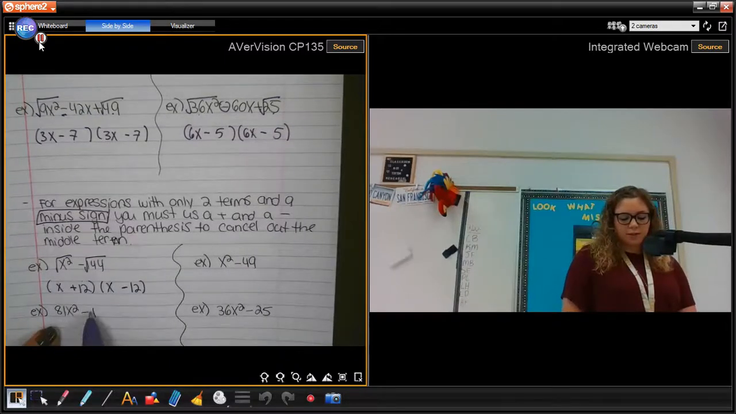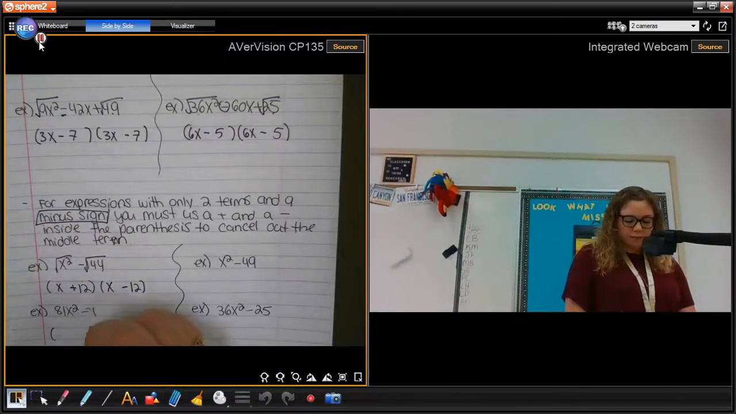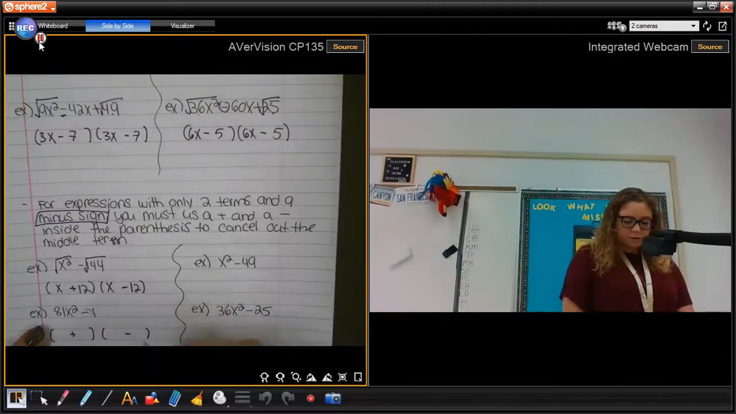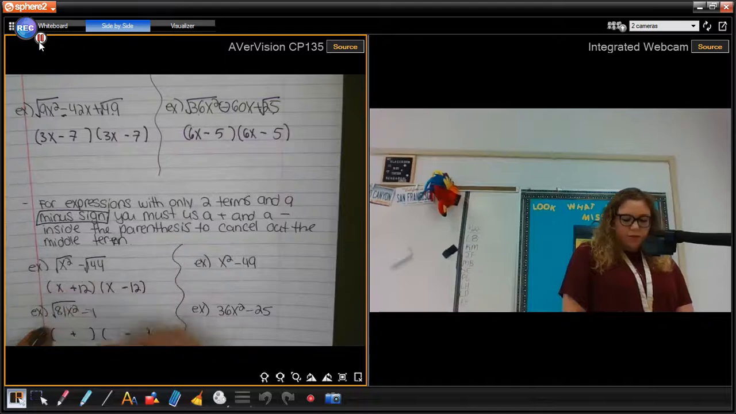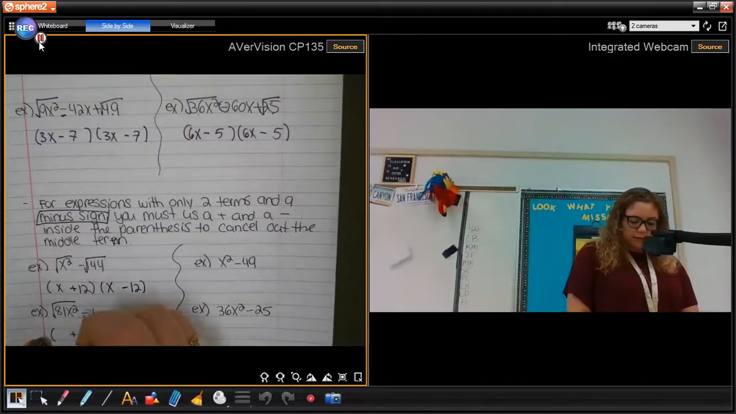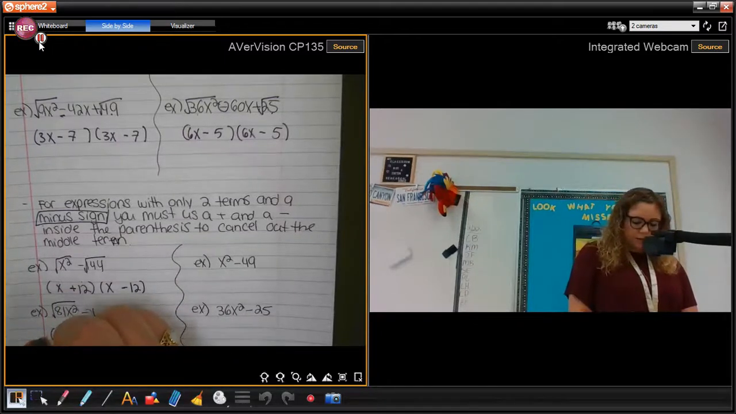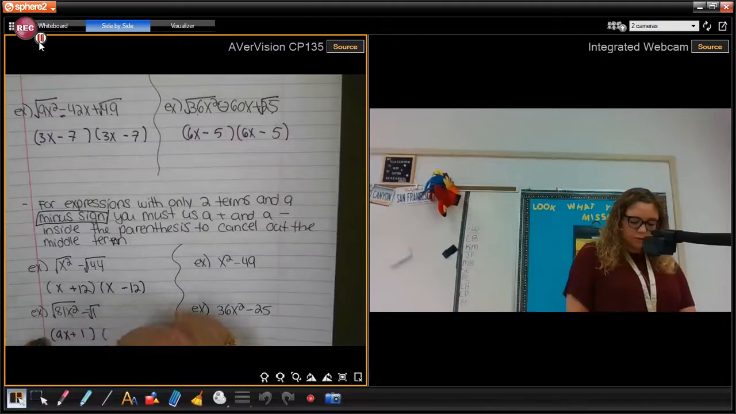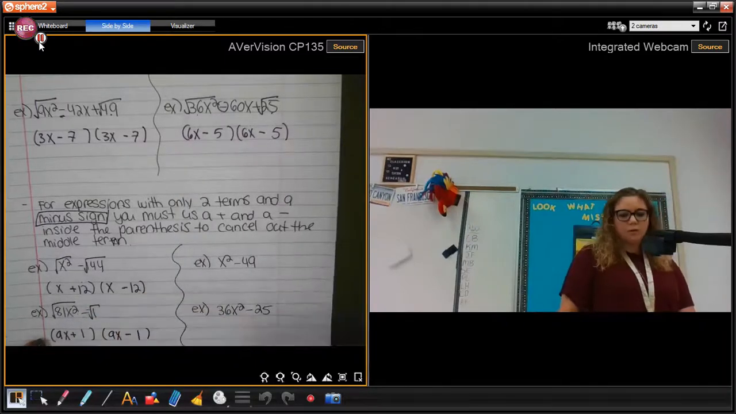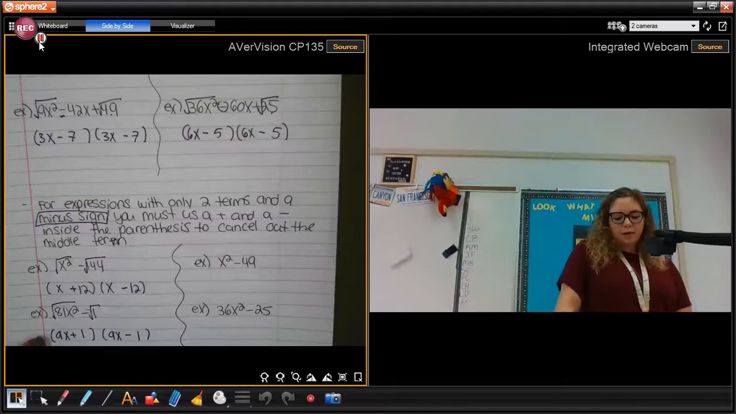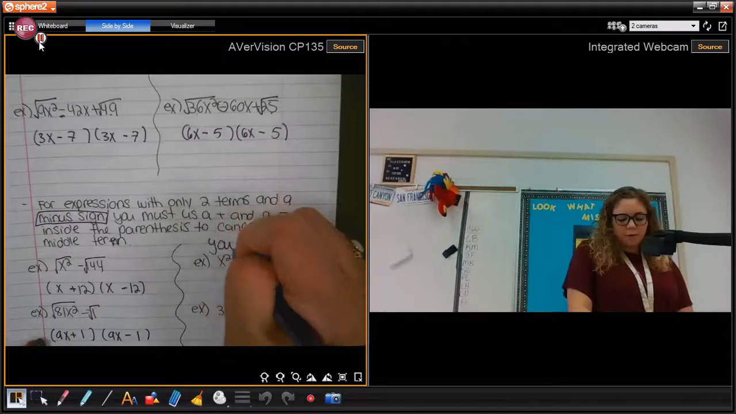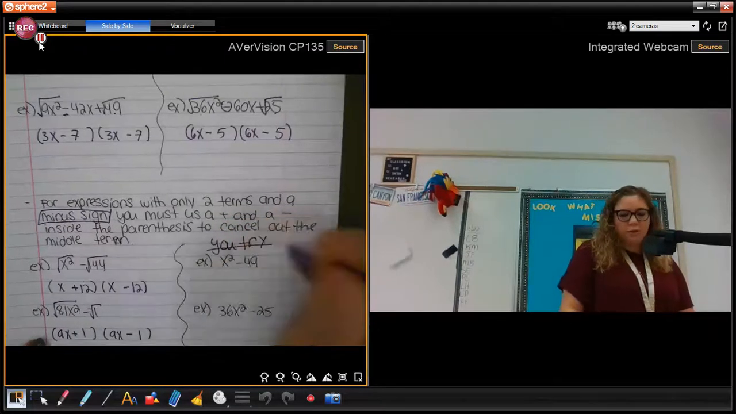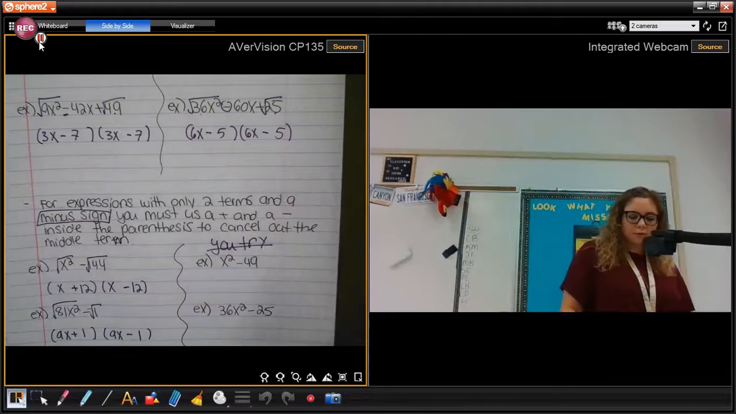Perfect squares, this is a negative, so I'm going to have one parentheses that is positive, the other one that is negative. Square root of 81x squared is going to be 9x. Square root of 1 is just 1. And that's it. So I want you to try these two. Go ahead, pause the video, try doing these two, and then come back for the answers.